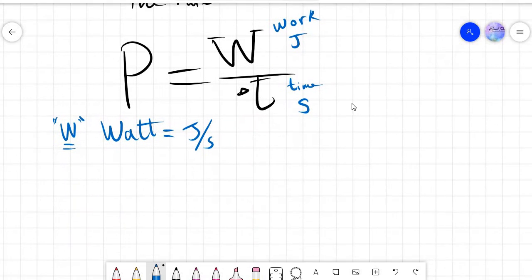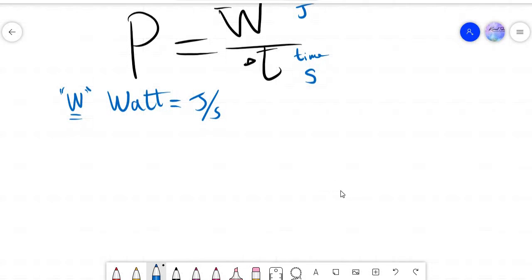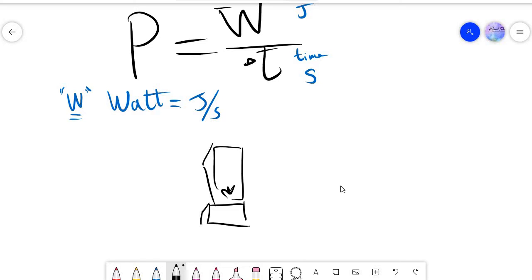Now let me ask you another question. How can we understand more about power? Suppose that we have a mixer or a blender. Of course, when you go to buy a blender, the first thing you will search for is the power of it. How much is the power of this? 500 watt, 1000 watt, 2000 watt, like that. This is very important to look over when you buy any electronic machine.